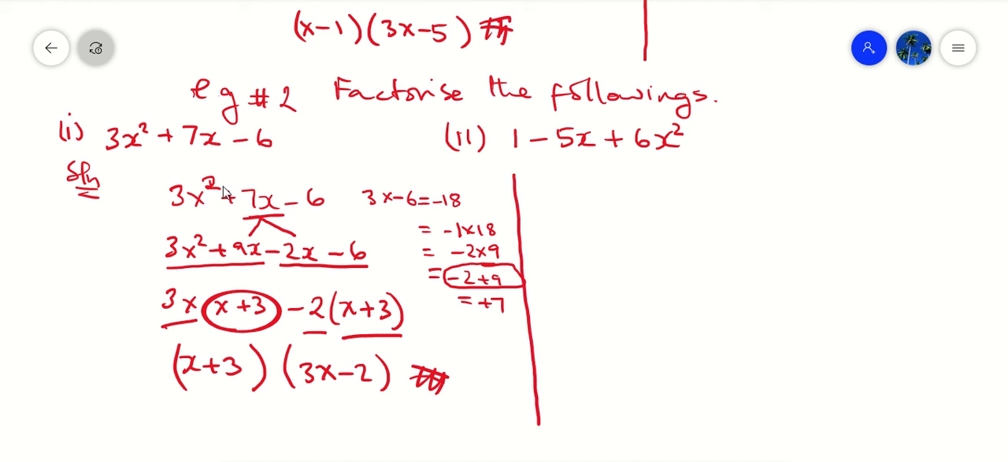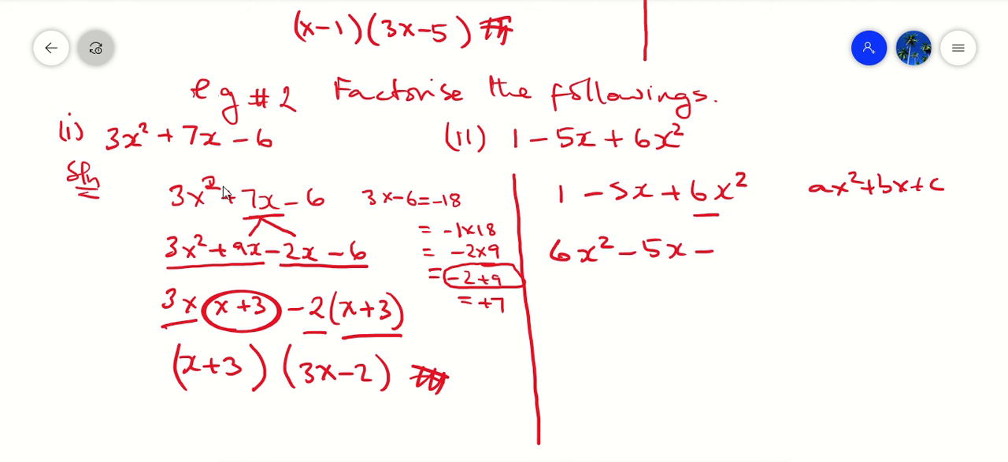Let's have a look. Part 2. I've got 1 minus 5x plus 6x squared. The easiest way I'm going to do, I'm just going to rearrange this into the form of ax squared plus bx plus c. Basically, I just want to put this term first, which I will have 6x squared. The middle term is minus 5x plus 1. Same thing again, what is my a is equal to 6 and c is equal to 1. So if I multiply, ac is equal to 6.